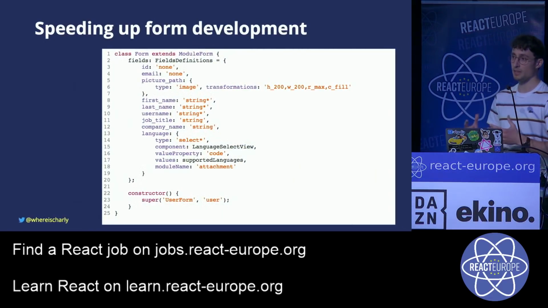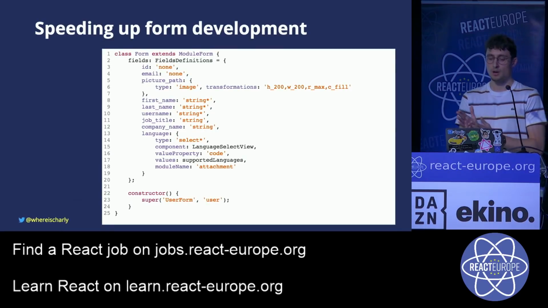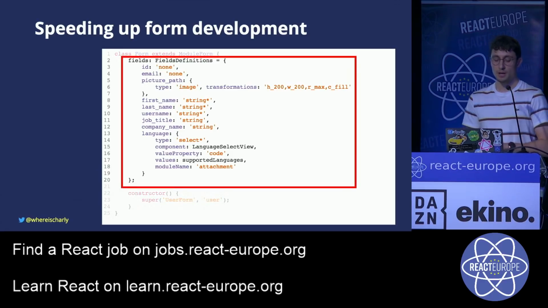This is, again, a create user form using module form. We can see that when you use module form, you have to provide two things in order to create a form. First, you have to provide a field definition. So it's a plain JavaScript object that describes what the fields are, what the types are, and when there is an asterisk, it means that it's required. Module form, given this list, and especially given the type of each field, is going to pick the proper component of the application to render the form.